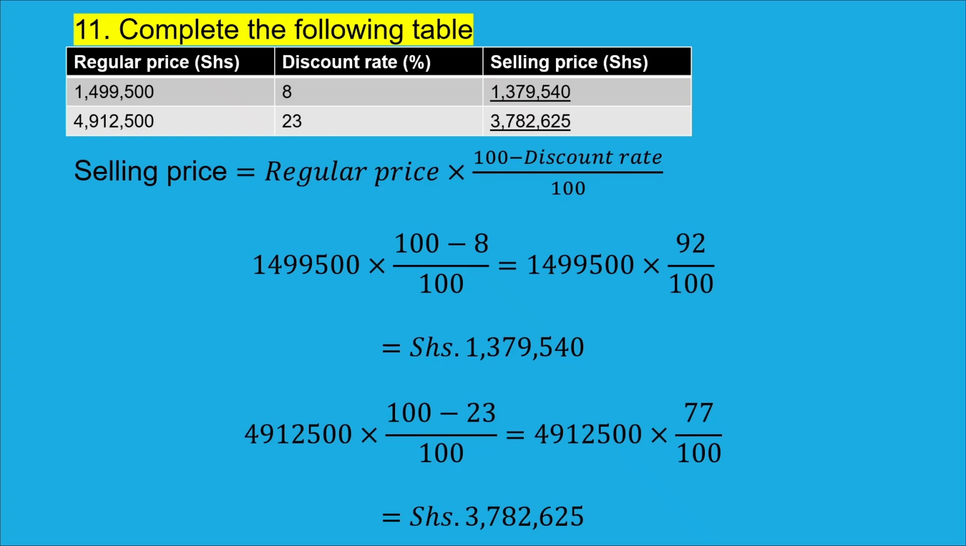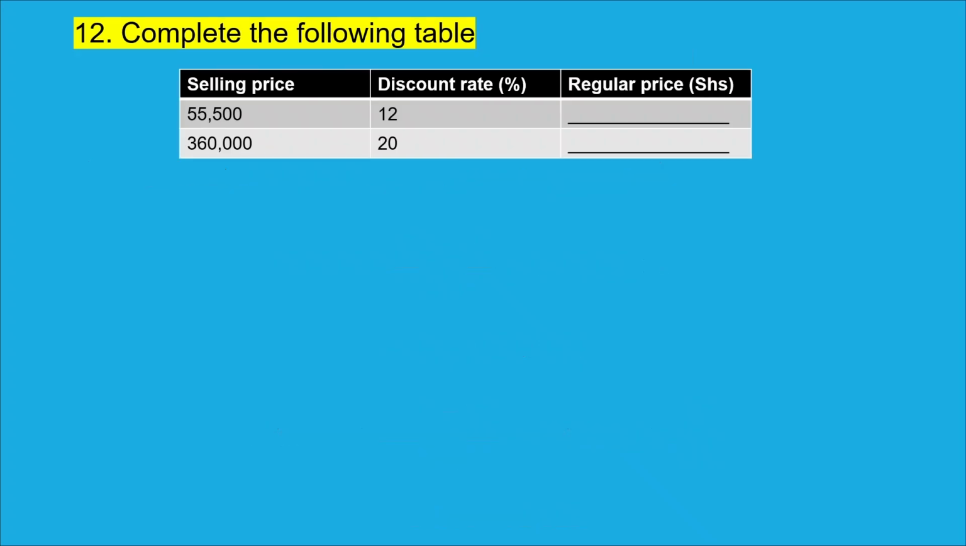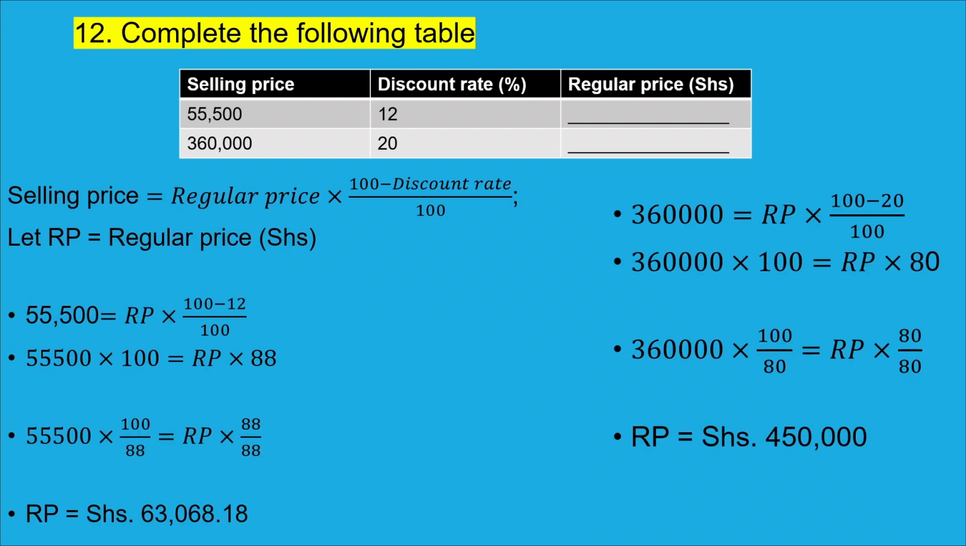How have you completed the table? Just insert the figures there and you have the table complete. What do you do when you have the selling price and discount rate and you need to find the regular price? Use the general formula that we looked at earlier. Selling price equals regular price times (100 minus discount rate) over 100.